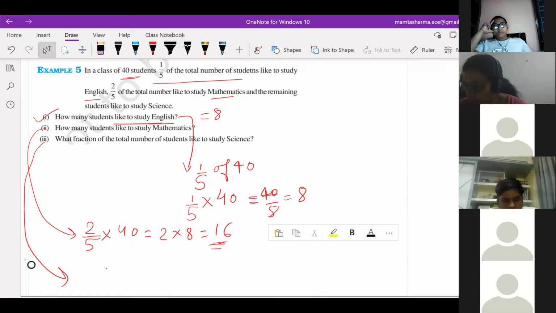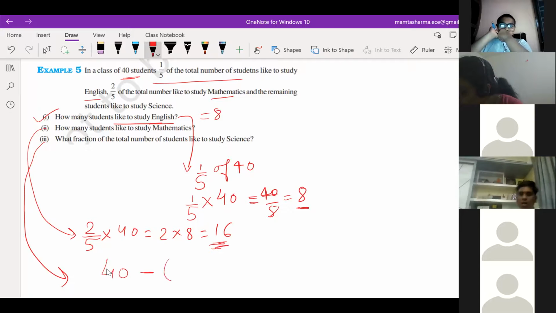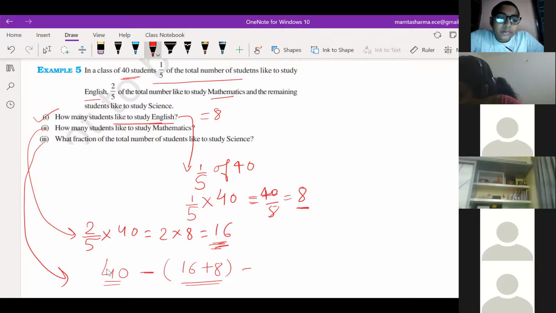In the easy way, you can also do it like this: the total number of students is 40, the number of students who like English is 8, and who like mathematics is 16. So add these two, 16 plus 8, and subtract from the total, you will get the number of students who like science.